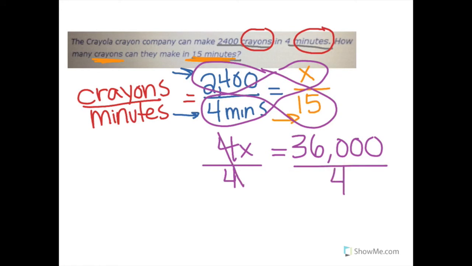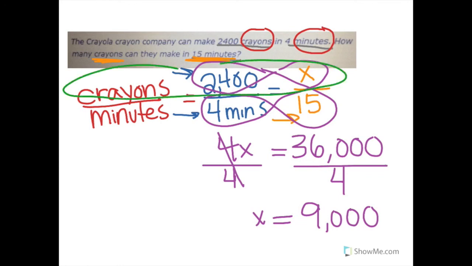So 36,000 divided by 4 is 9,000, and I want to label that crayons because notice how it's on the top with the crayons. That's what we're trying to find out. So I know that in 15 minutes, if I'm moving at the same rate, I will make 9,000 crayons in 15 minutes.